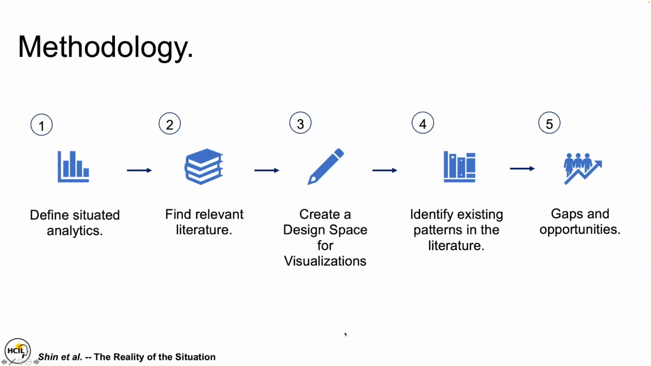To accomplish our task, we conduct our work in the following manner. First, we define situated analytics. Second, we find relevant literature based on our definition. Third, with the literature, we create a design space for situated analytic systems. Fourth, we identify patterns and outliers in the literature. And lastly, we retrieve gaps and opportunities by analyzing what we did so far.